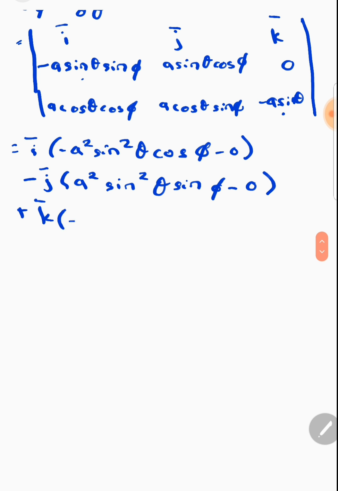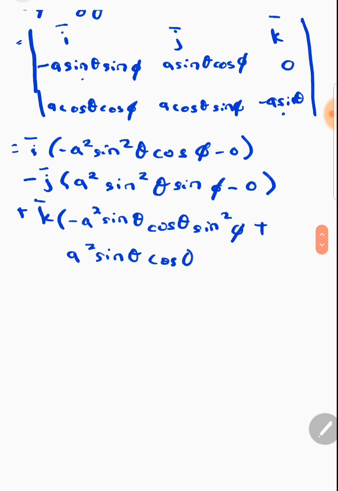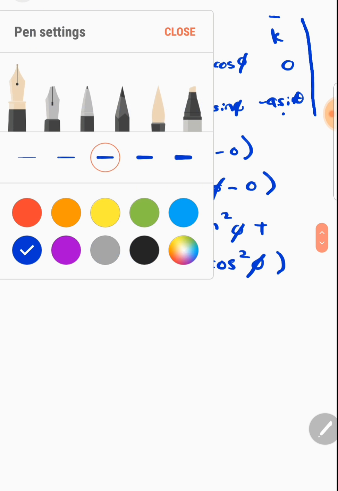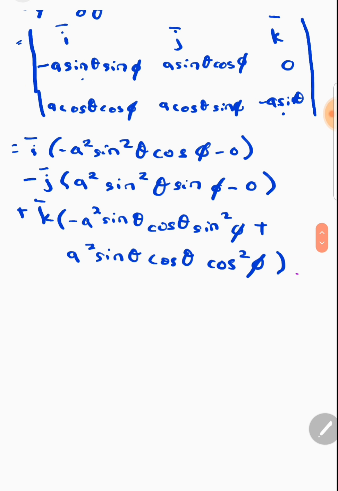Plus k, that will be negative a square sine theta cos theta sine square phi plus a square sine theta cos theta cos square phi. As interesting as this gets, you can see that I have sine theta cos theta sine square phi and sine theta cos theta cos square phi. So let's look at the k component for a little bit.